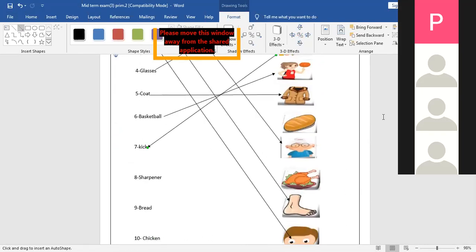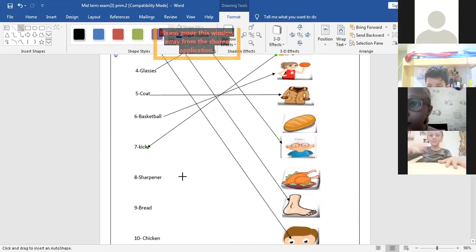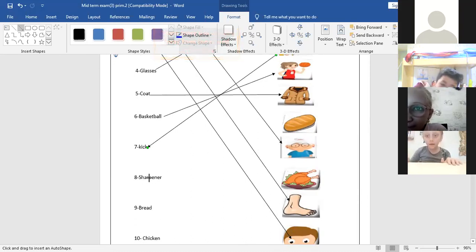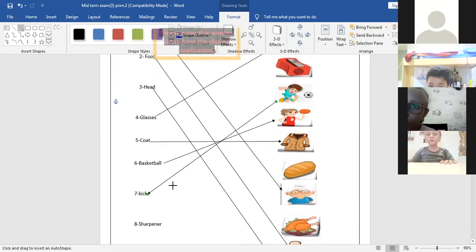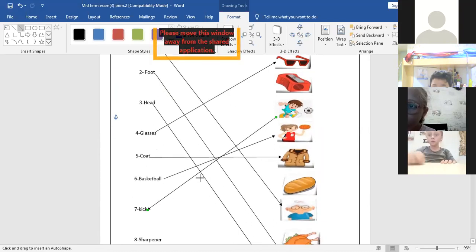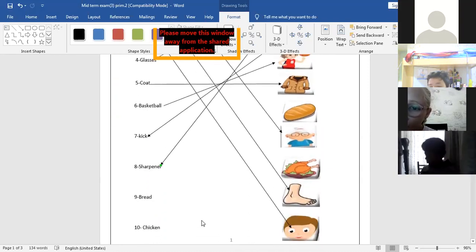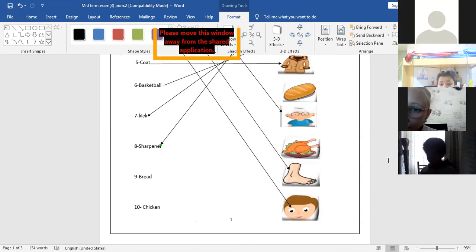Let's see. Alia. Hello, Alia. What is this? Sharpener. Yeah, this is sharpener. So with which picture should you match it? With number two. Excellent.